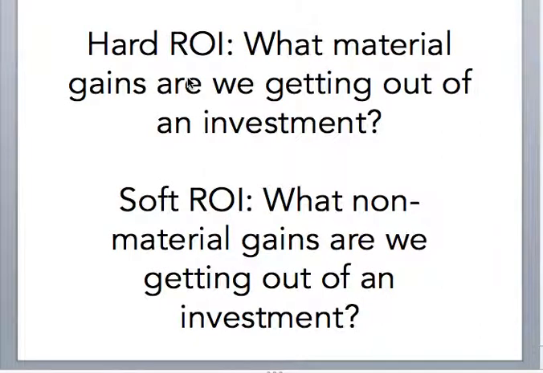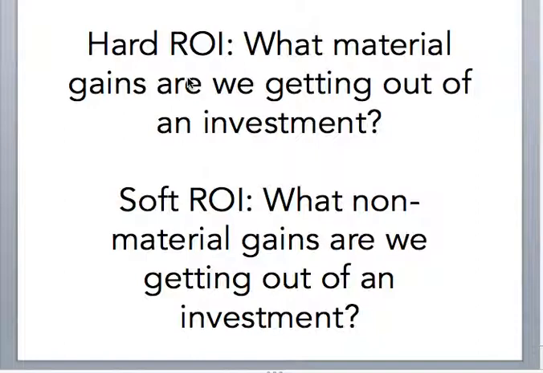There are 2 types of ROI. Hard ROI are material gains. So if we invest $30 and we get the projector for $30, which would never happen, but that projector would be our hard return on investment. Or if we invest $30 into a networking event and we end up getting a TN out of it, then that's a very, very good ROI because that TN is money. So cash is often a measurement of hard ROI.